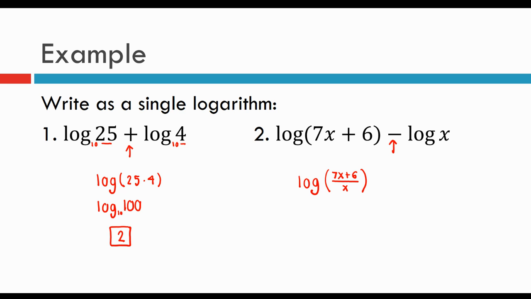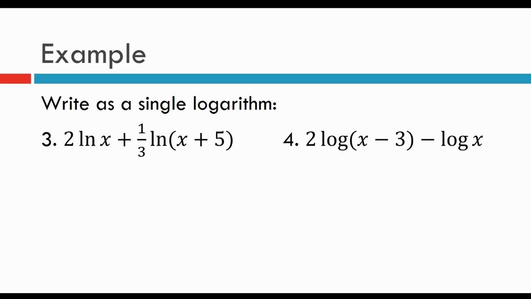Notice that 7x plus 6 is not going to be a factorable term, so there's nothing that I can simplify down as far as 7x plus 6 over x is going to be. And so because our expression contains variables, we're not going to be able to think about simplifying it down any further. So then this would be my answer.